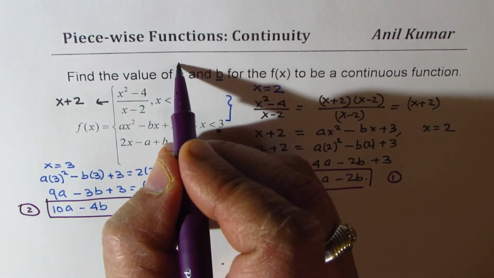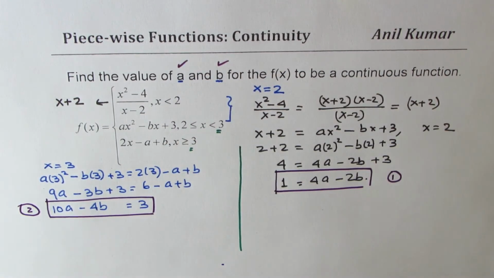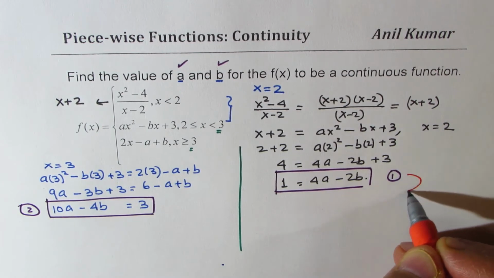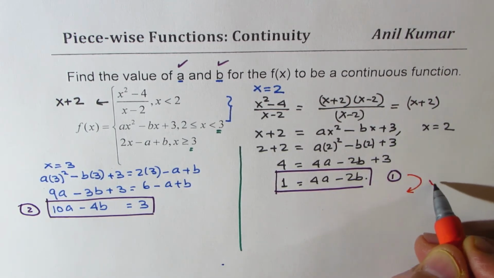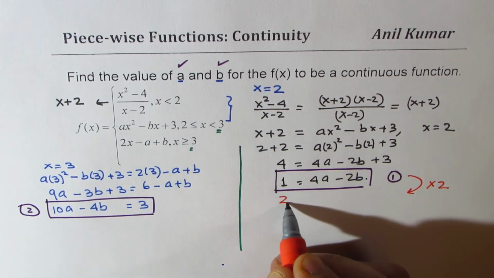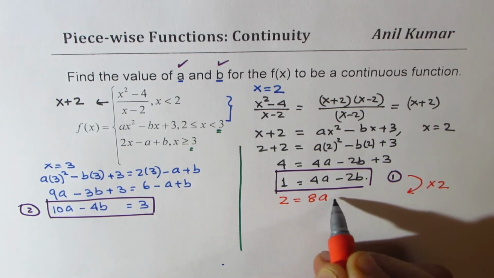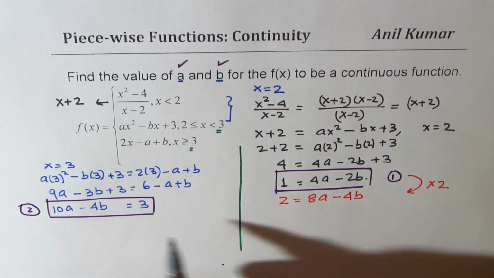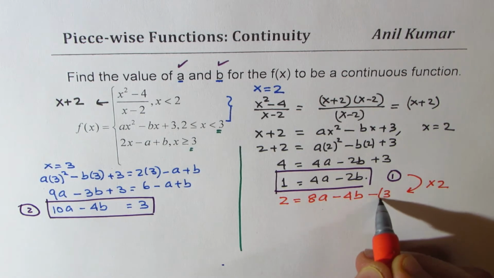So we have two unknowns, a and b, and two equations. So you could easily solve this now. I'd like you to pause the video, solve the equations, and then look into my suggestions. Now to solve this, we can multiply equation 1 by 2, right? So we get 2 equals 8a minus 4b. Now let's call this equation 3.